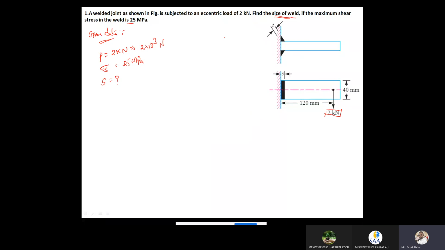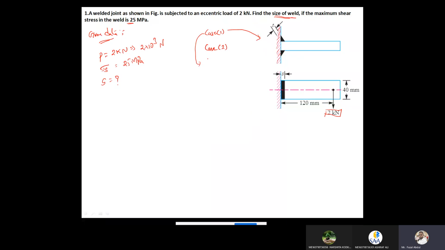In eccentric loading condition, we have two cases. Case 1, case 2. Case 1 belongs to this type of diagram, which appears in a cantilever beam shape. So this is one plate, and another plate is welded perpendicular to the previous plate, and welding is done here.